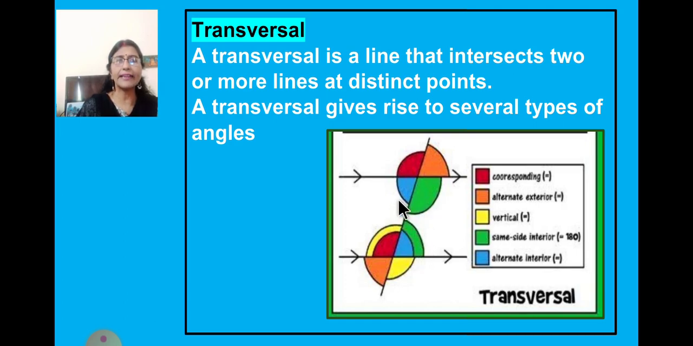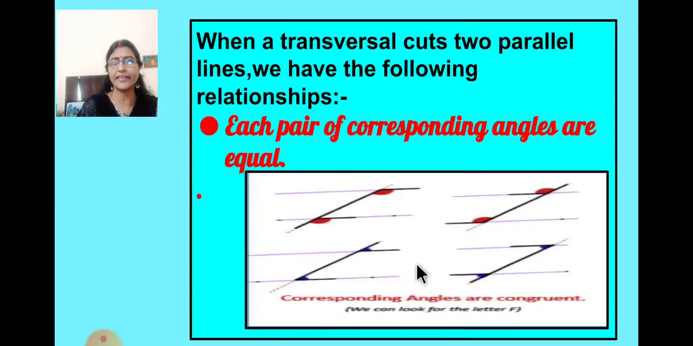Then this angle and this angle, they are alternate interior angles. You can see this on the left side and this on the right side. So they are alternate to each other. So this is all we have learnt in the previous session. When a transversal cuts two parallel lines, we have the following relationships. First, we have learnt each pair of corresponding angles are equal.